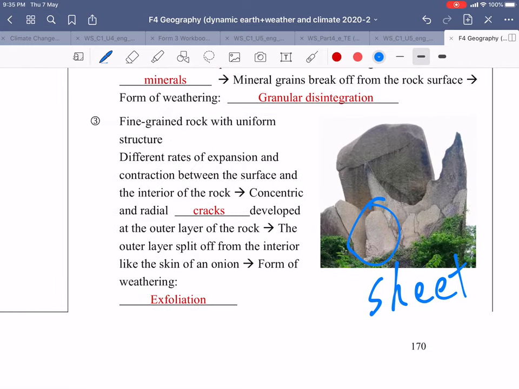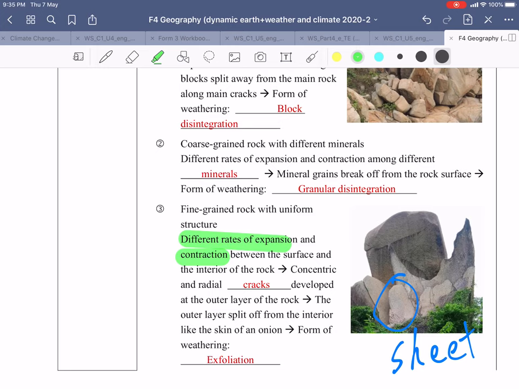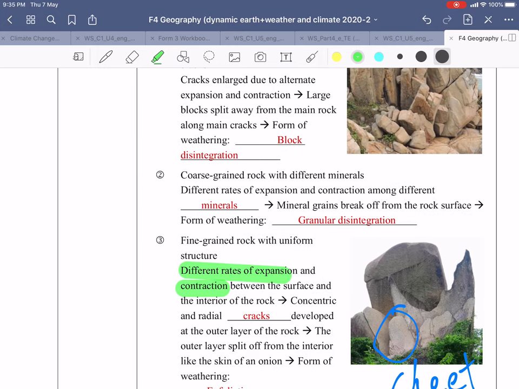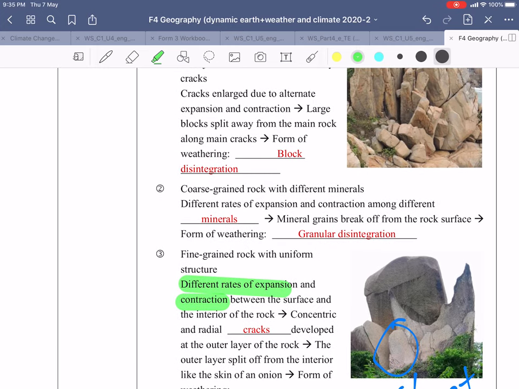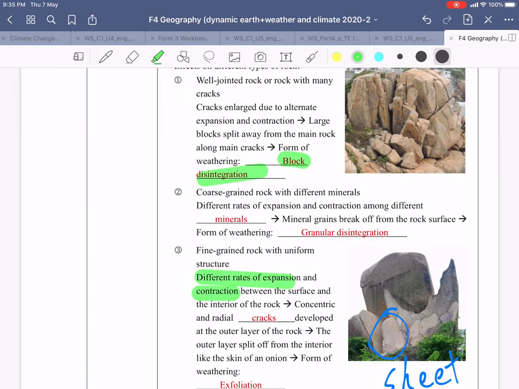So you can see it's exfoliation, because the main keywords for exfoliation are different rates of expansion and contraction, bear in mind, because of different heating and cooling, okay? Block disintegration, just along the joints, the main thing is that it is along the joints, okay? Granular disintegration is more or less the same as block disintegration, not really having a great difference, because well-jointed rock and also cross-grained rock are all happening in granite actually, okay?